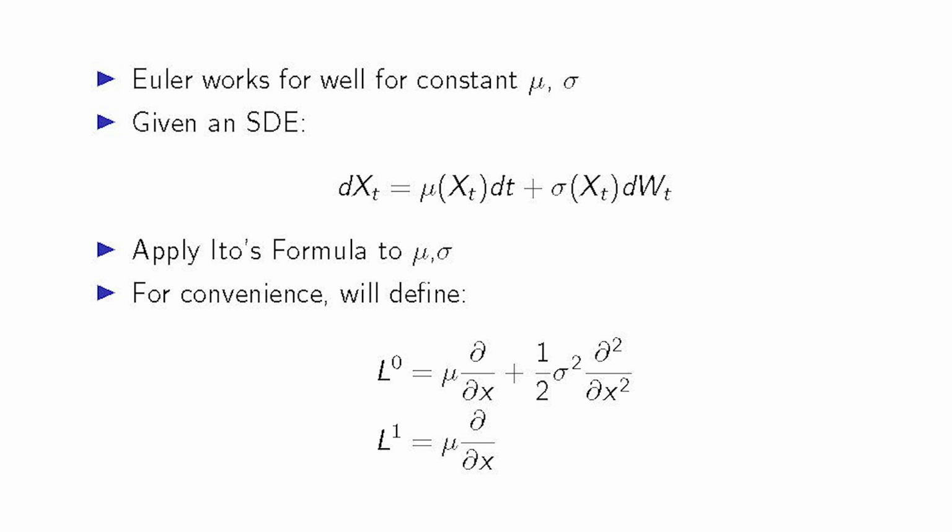So Euler works well if we have relatively constant mu and sigma, but a lot of the SDEs that we are going to study don't necessarily have that property. And so what we want to end up doing is to apply Ito's formula to mu and sigma themselves, and then expand out this expression. For convenience, I'm just going to define the operators that we used in class. And now we're going to go through the first expansion of the Ito-Taylor expansion.